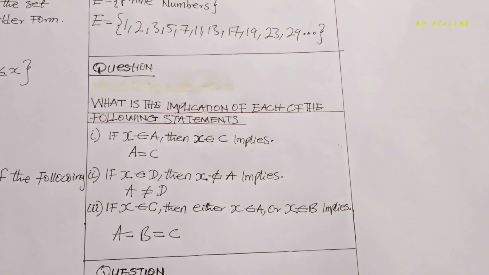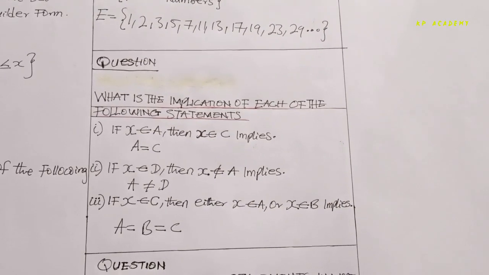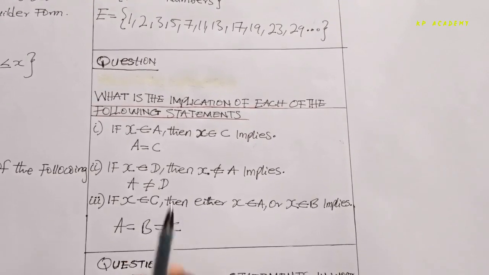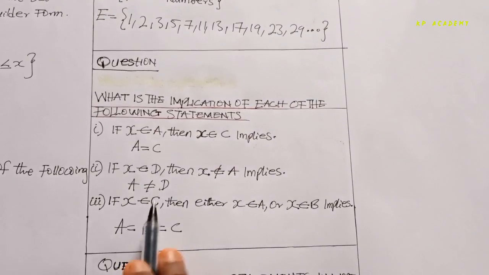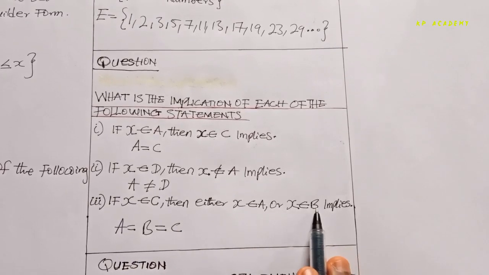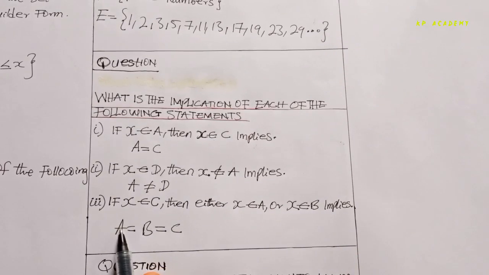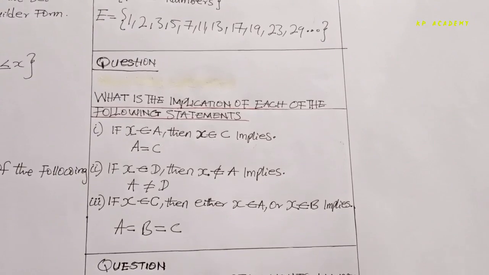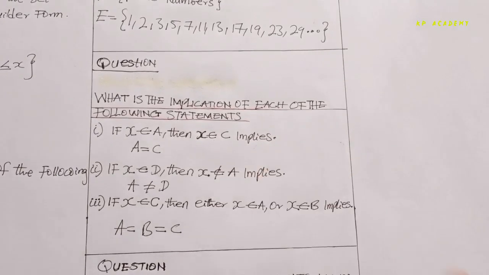So what it means in a broader sense is that X, which is the element or member in this case, is present in C, and the same X is also present in set A, and the same X is also present in set B. So if that is true, it therefore means that set A is equal to set B, which is equal to set C. All right, so that is it for this particular question.